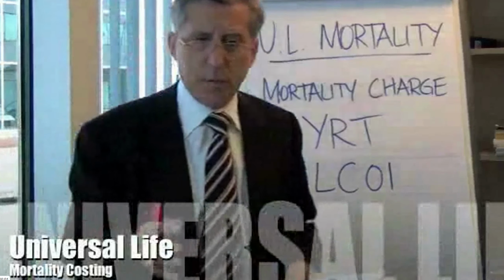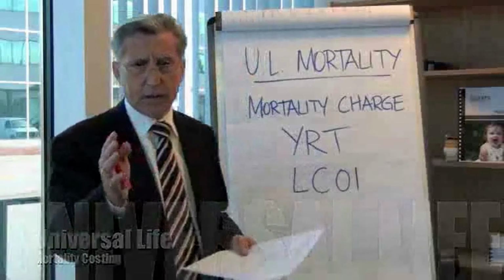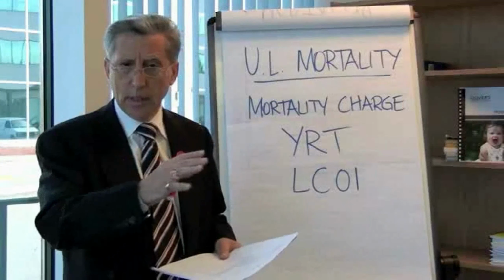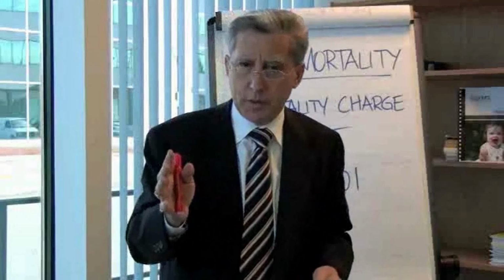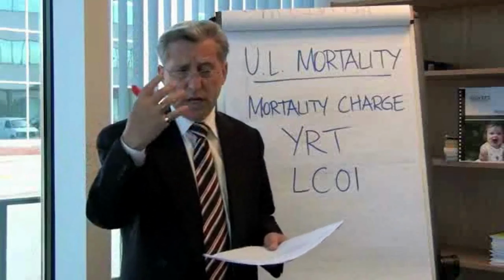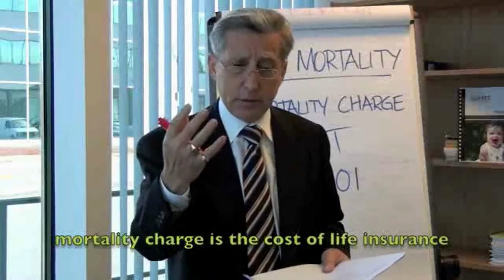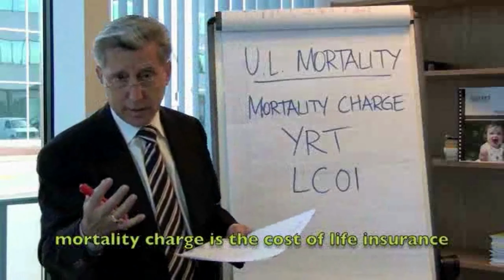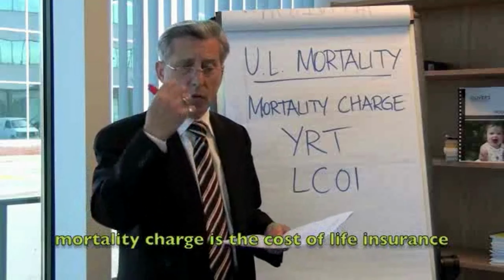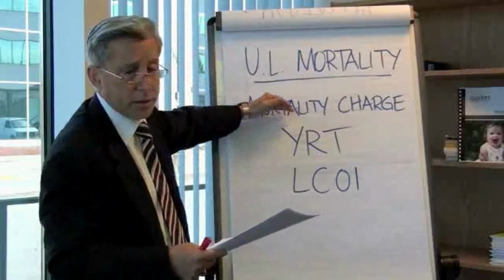In a previous lecture, we talked about universal life in terms of a mortality charge. And we emphasized that the mortality charge is a very important component of universal life in that really, what is it actually going to cost to insure this individual? So if your client is going to be insured for $500,000, what does it really cost to actually insure that individual? Well, that cost is what they call the mortality charge.